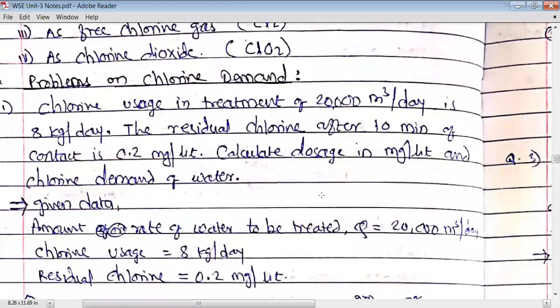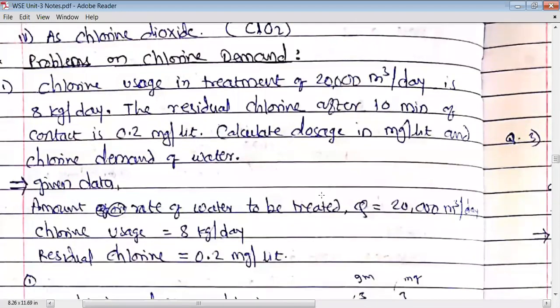So now let us solve the problem based upon this to find out the dosage of the chlorine. It is based upon the formulas that we have written in the previous slide. Chlorine demand is equal to chlorine dose minus residual chlorine, or chlorine dose is equal to chlorine demand plus residual chlorine. That formula we wrote, and one more formula: chlorine dose is equal to chlorine usage in milligram per liter divided by the rate of flow. These are the formulas that we have written. So let us solve this problem.